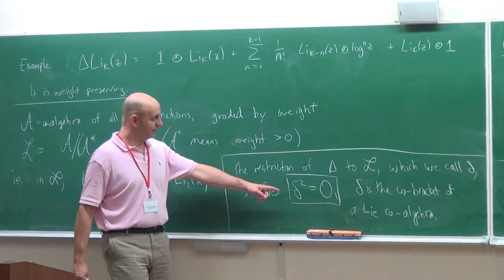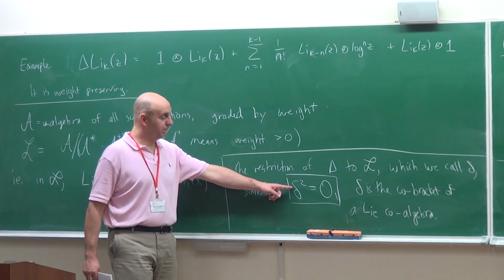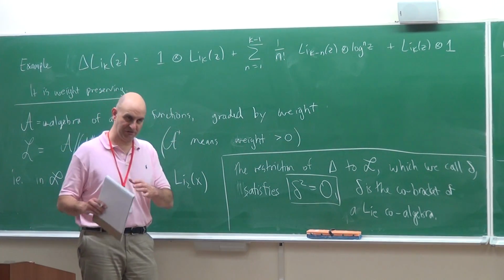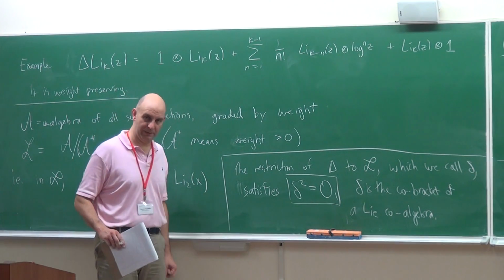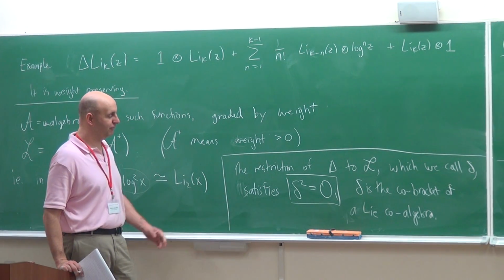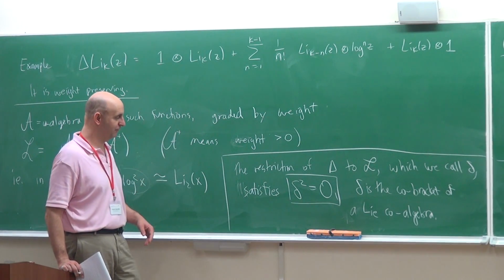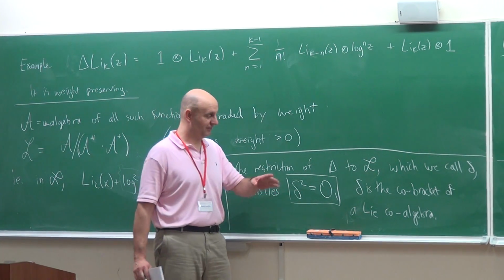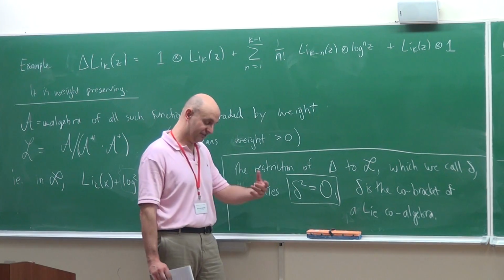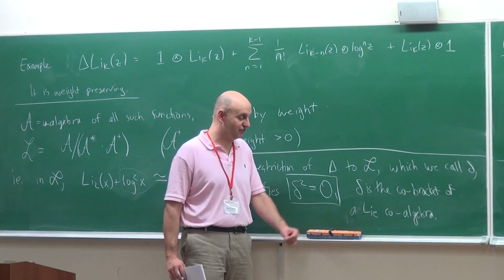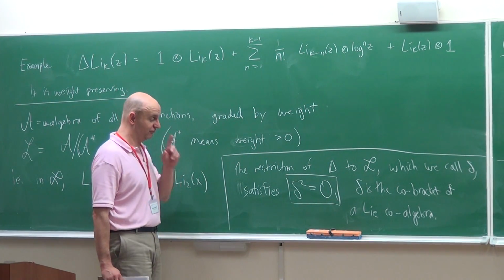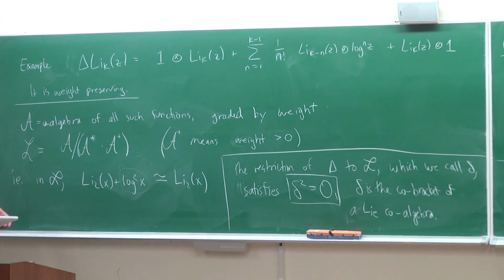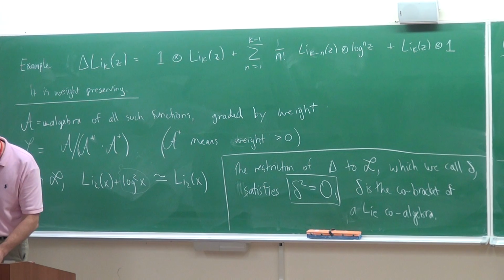And the point is that the co-bracket operator squaring to zero is the co-statement to the Jacobi identity of the Lie algebra. So it's really easy to prove by a few simple steps that delta squared equals zero implies the Jacobi identity in the Lie coalgebra, and vice versa. The Jacobi identity implies delta squared equals zero. Okay.